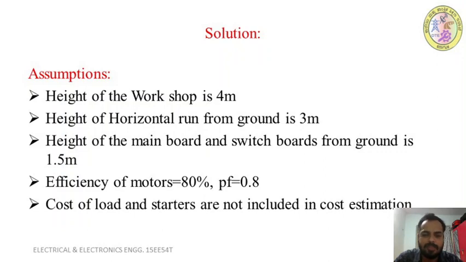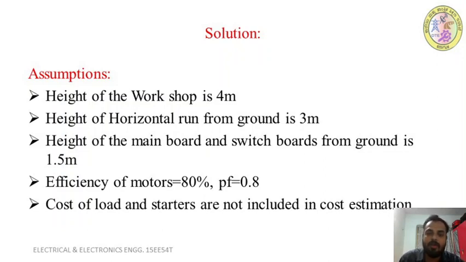The last assumption is that the cost of loads and starters is not included in the cost estimation. While calculating the cost of the power installation, we are not including the cost of starters as well as loads. Loads means machines. We are not including the machine cost, like lathe machine cost, grinding machine cost, and drilling machine cost, in the cost estimation. So these are the assumptions we have to write before solving the problem. This is very, very important.